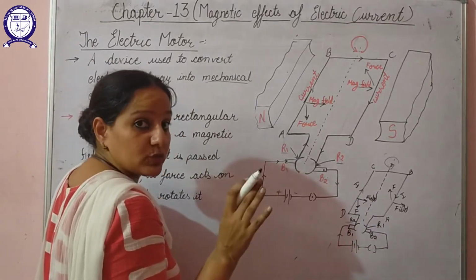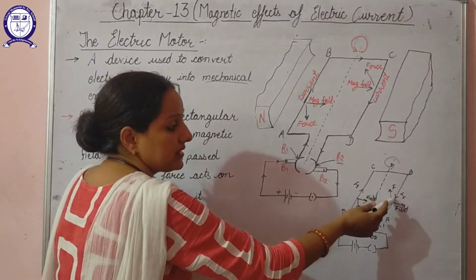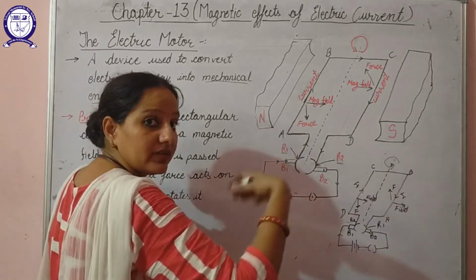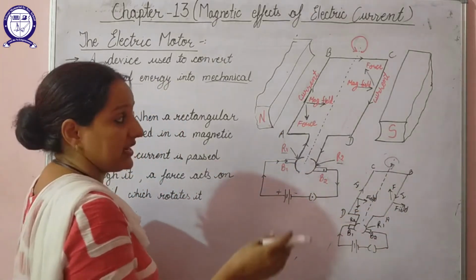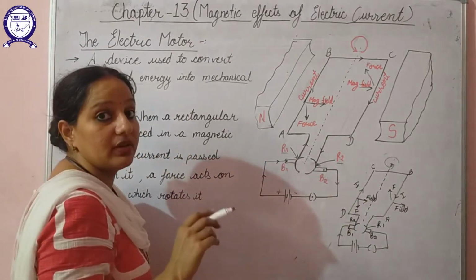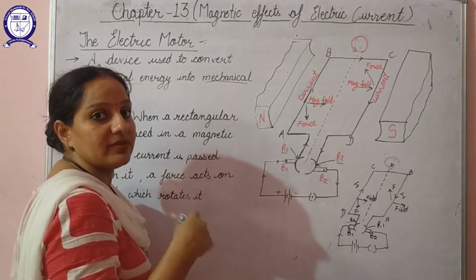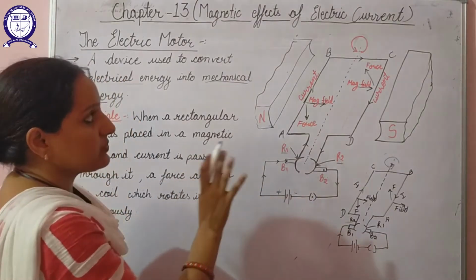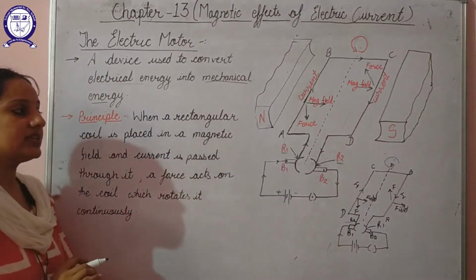That means no force will act, but because of the momentum gained by this coil, it will cover the remaining quarter rotation. Like this, one complete rotation is completed by this electric motor. In this way, it will keep on rotating. So this was about the construction and working of an electric motor.